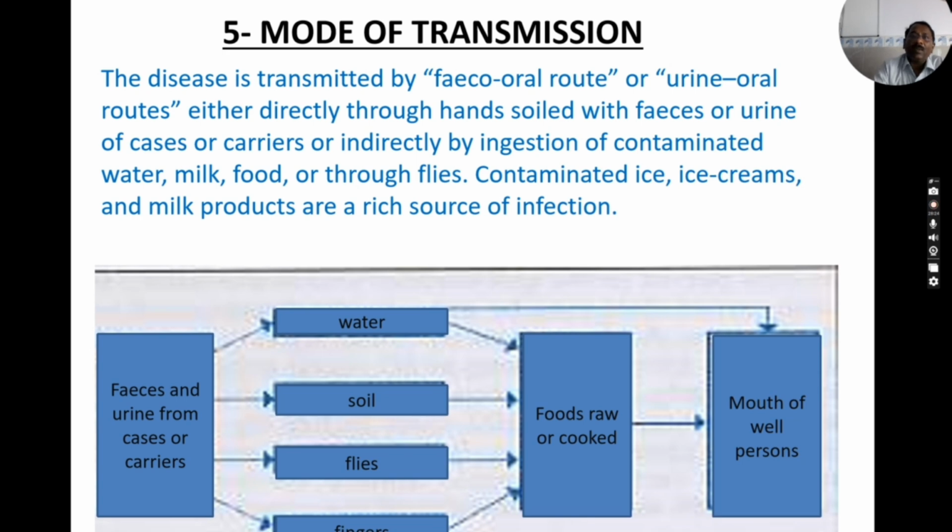So this is the mode of transmission: the fecal-oral route or urine-oral route, but mostly, 99.9%, the fecal-oral route, either directly through hands soiled with the feces or the urine of the cases or the carriers, or indirectly by ingestion of contaminated water, milk, food, or through flies. Contaminated ice or ice creams and milk products are a rich source of the infection.